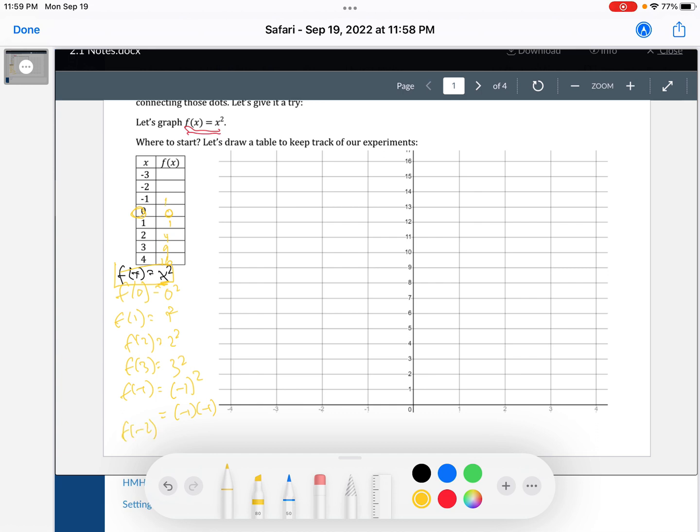F of negative 2 is going to be negative 2 squared. Negative 2 times negative 2 is positive 4. Negative 3 times negative 3 is positive 9. And now I've got some pretty great points. So let's start graphing these.